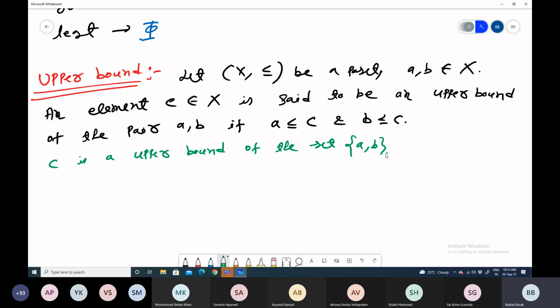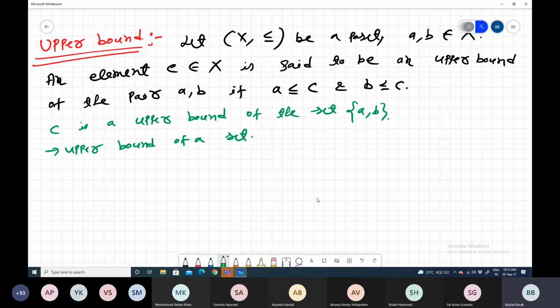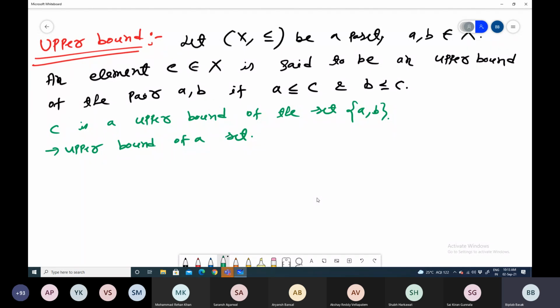Here we need the definition of the upper bound of a pair, so that is the reason we are defining the upper bound of a pair. You can define the upper bound of a set as well in a similar notion. Then you compare all the elements of this set with the element C.